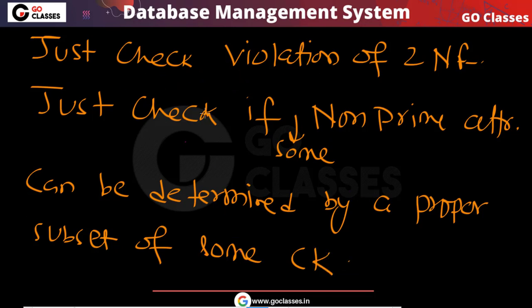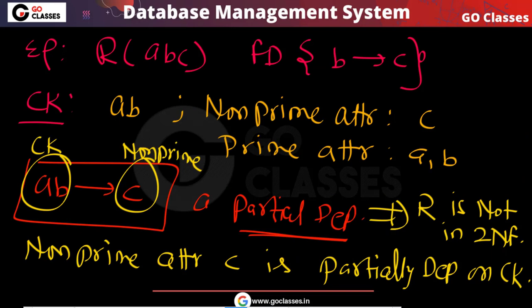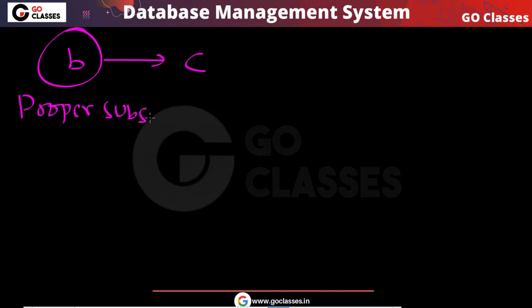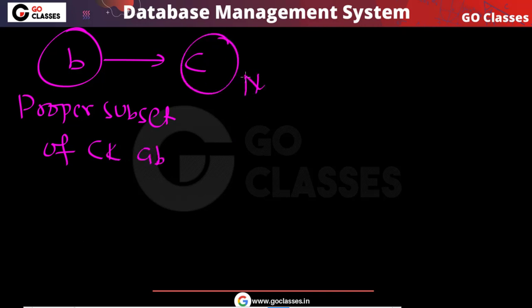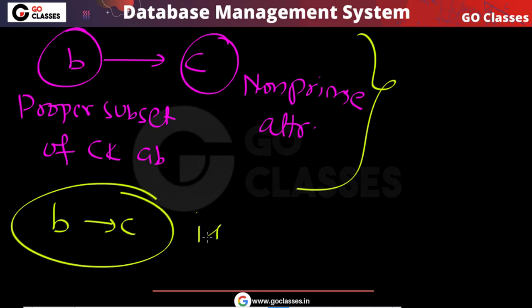So just check violation. Remember, this is a violation I'm talking about. If this happens, then this is a violation of 2NF. Now you can very easily notice in this example that this is a proper subset of the candidate key. Our candidate key is AB. So this is a proper subset of candidate key AB, and this is a non-prime attribute. So finally I can say that this functional dependency is a violation of 2NF.